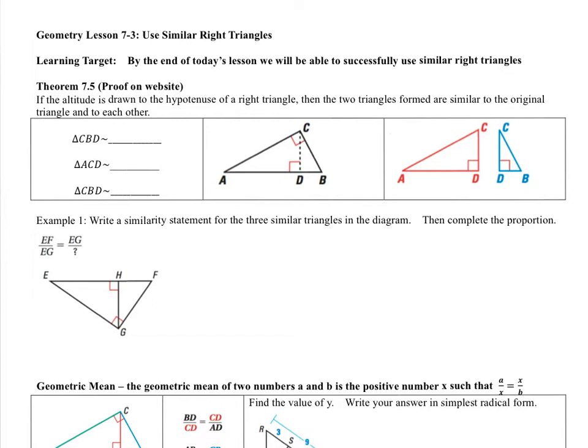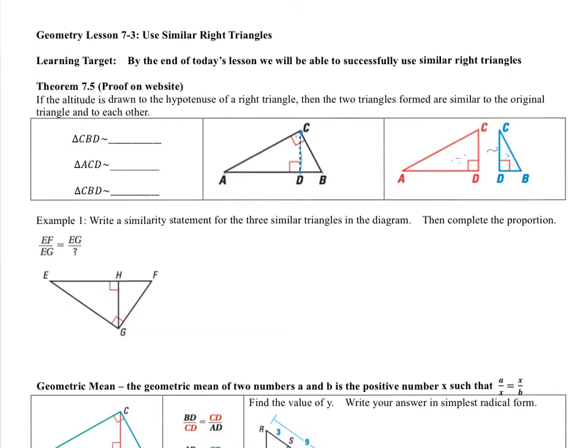So it states that if the altitude is drawn to the hypotenuse of a right triangle, then the two triangles formed are similar to the original triangle and to each other. So if I have an altitude drawn from angle C for this big right triangle ACB to the hypotenuse, then it breaks the triangle into not only two similar right triangles, but these two right triangles are also similar to its original triangle, right triangle ABC.